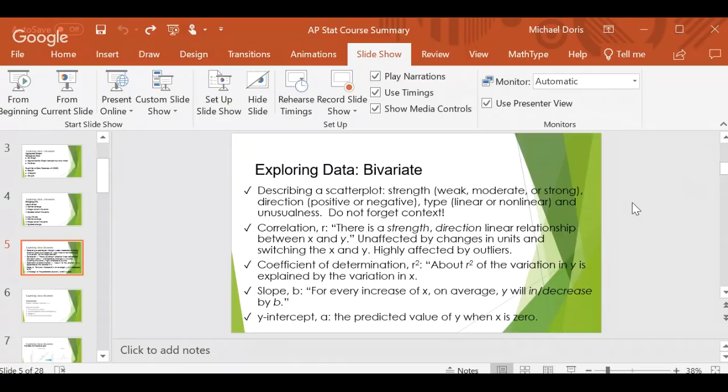Some of the facts about R you want to remember. Yeah, the PowerPoint is on Google Classroom. It's called the AP Stat Course Summary.